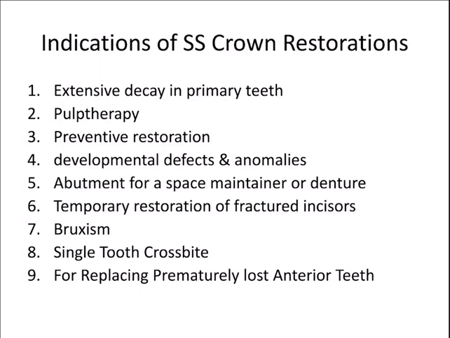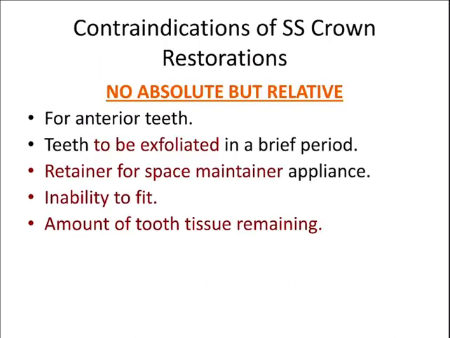This was the material of choice for restoring the anterior crowns, but later came the advent of much better materials like strip crowns, which we'll be discussing. Contraindications of stainless steel crown: there is no absolute contraindication, only a relative contraindication for anterior teeth, since on the lingual aspect you can see the silver shade. If the tooth is to be exfoliated in a very short period of time, you can decide as a clinician whether you want to give a crown or not. There is no harm in giving or not giving.